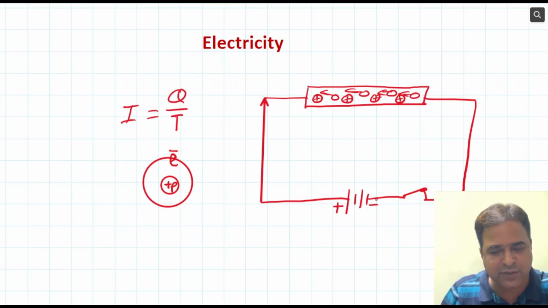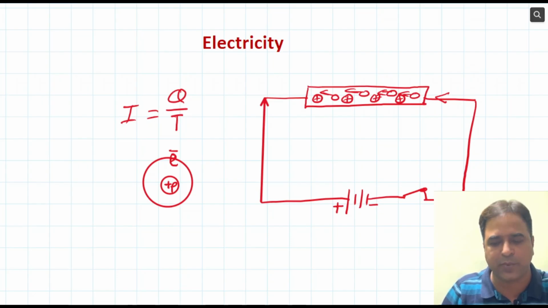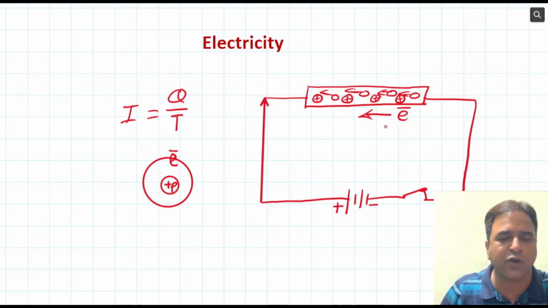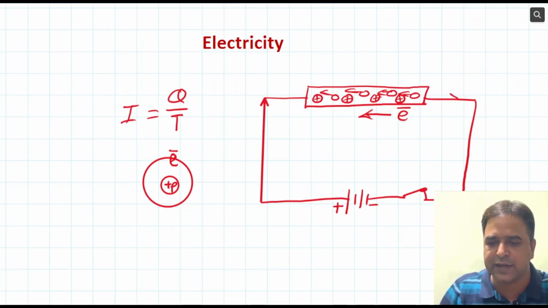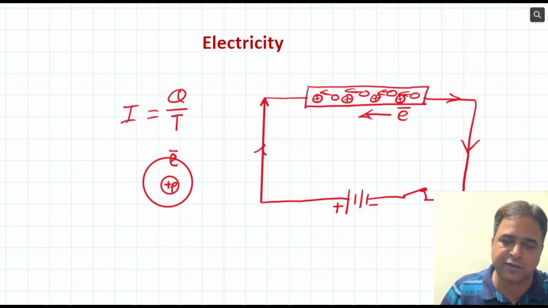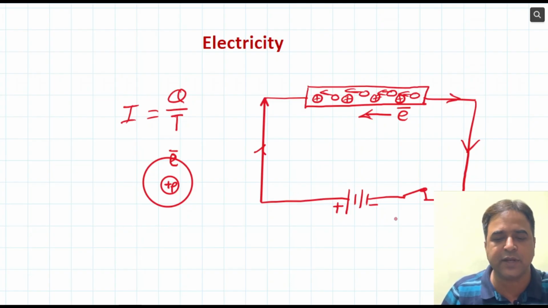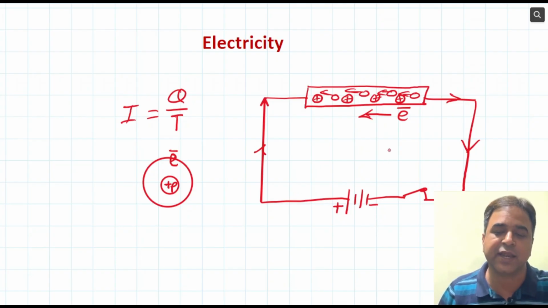Remember this, electrons are moving from negative terminal to positive terminal. Just to differentiate that, I am showing flow of electron from negative to positive terminal. But conventionally we take flow of electric current as positive to negative. Whenever you are asked to draw the direction of electric current, you will be drawing positive terminal to negative. But in reality, electrons are flowing from negative to positive.